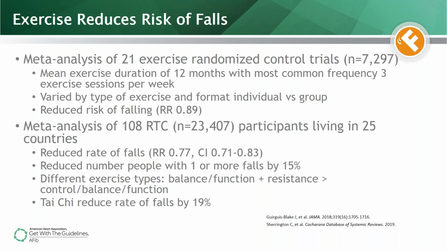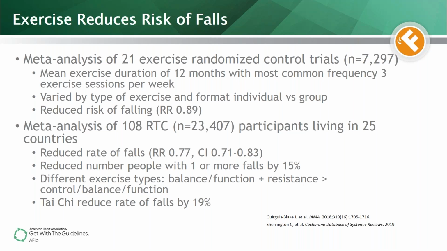A meta-analysis of 108 randomized controlled trials of 23,000 patients living in 25 countries showed a reduced rate of falls and a reduced number of people with more than one fall, or recurrent falls. The exercise type was primarily balance and functional, and resistance was preferred.